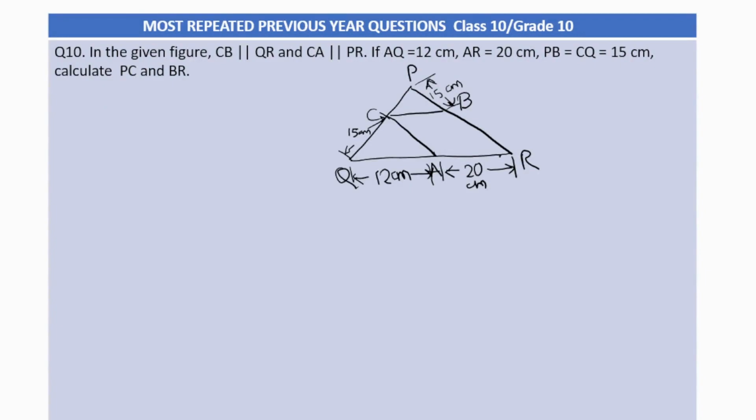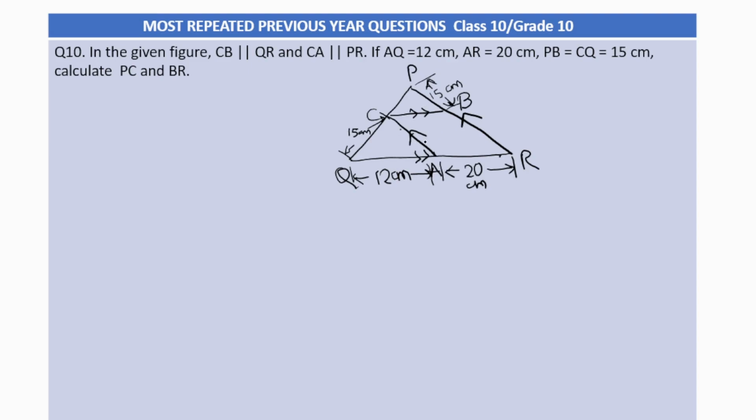Now let's start this question from geometry. In the given figure, CB is parallel to QR. So CB is this line and this is parallel to QR. And CA is parallel to PR. I'll put an arrow on the CA line, and I'll put an arrow on the PR line.